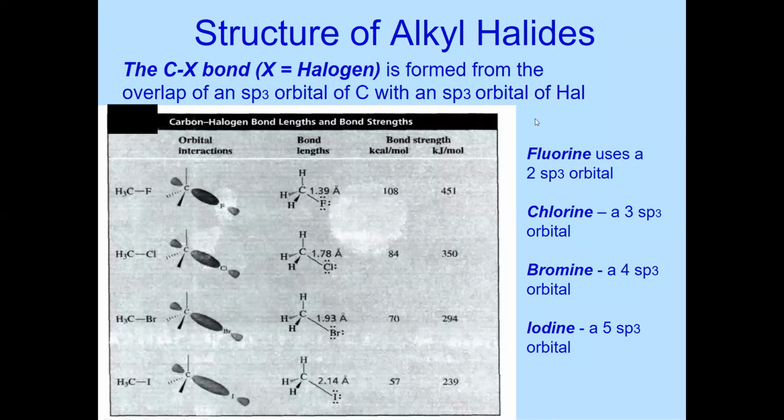Structure of alkyl halides. The carbon-halogen bond is formed from the overlap of an sp3 orbital of carbon with an sp3 orbital of halogen. You can see some carbon-halogen bond characteristics: bond length, bond strength. Attention! Fluorine, chlorine, bromine, and iodine use different sp3 orbitals.